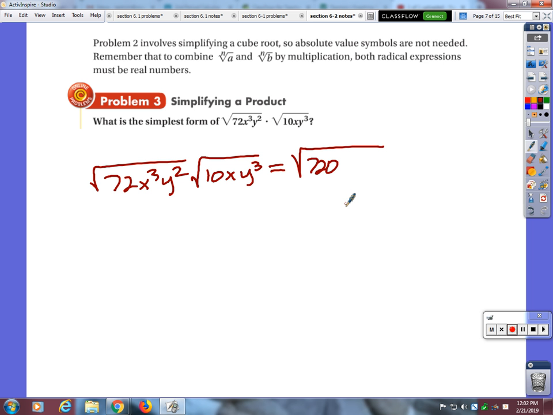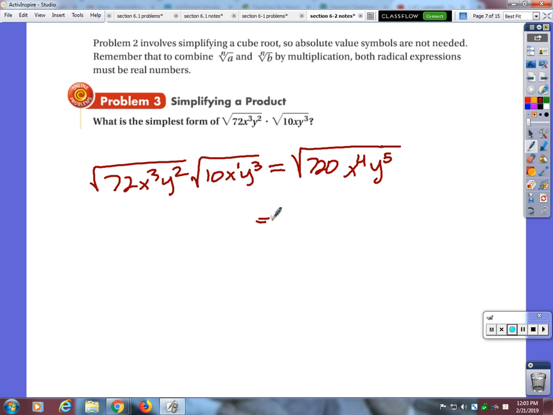X to the third times x is what? X to the fourth. And don't forget this is y to the first, so you have to add that on there. And then y squared times y cubed is y to the fifth. All right, now we are ready to simplify. You have to pay attention to what the root actually is. So this time I'm doing a square root, which in theory should be a little bit easier. What is a number that you know the square root of that goes into 720 evenly?